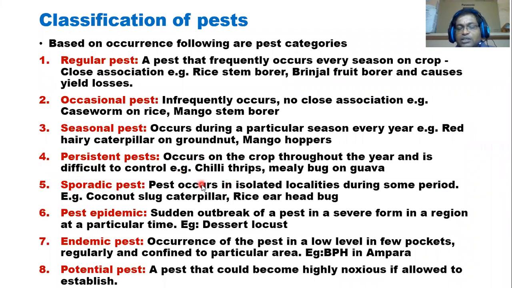Sporadic pest means this pest occurs in a few localities. For example, if you are taking Sri Lanka, the coconut slug caterpillar. You cannot expect the coconut slug caterpillar attack all over Sri Lanka. Maybe it can be in the coconut belt, Puttalam, Negombo, Chilaw. Or sometimes you can expect it only in Chilaw, not other areas. Sometimes you can expect it in Gampaha, not other areas. That is what we call a sporadic pest.